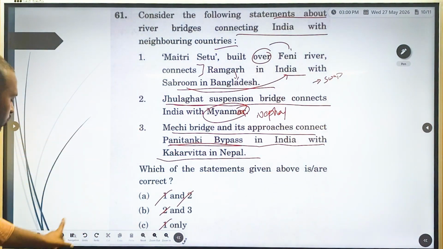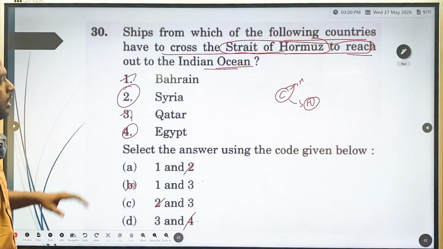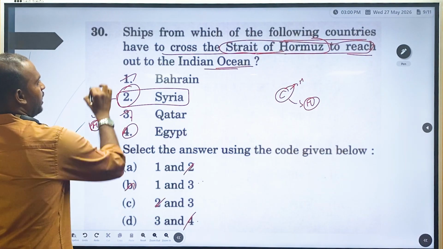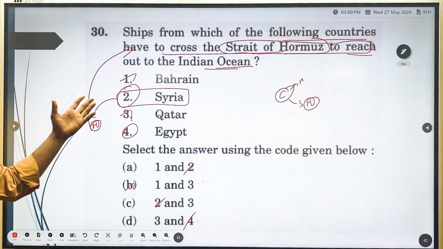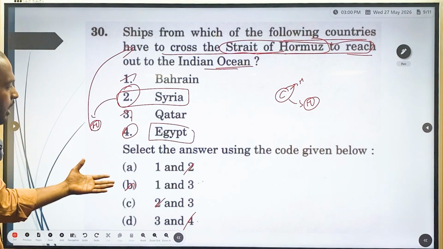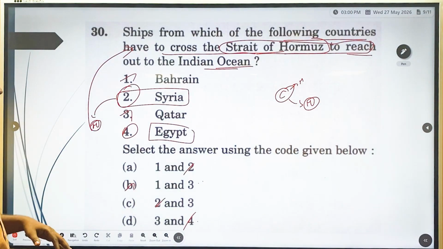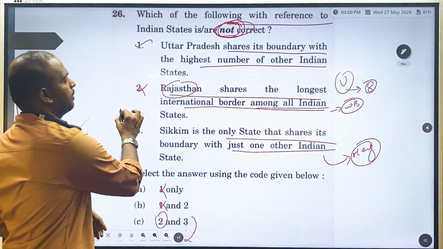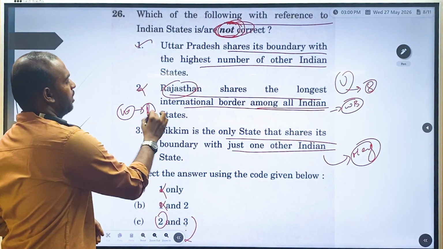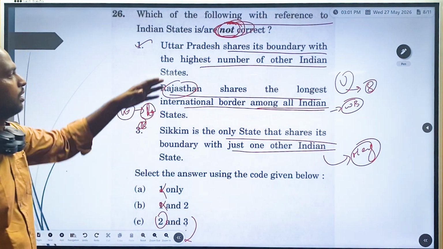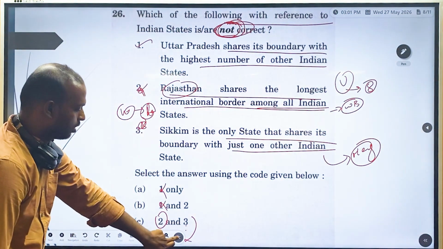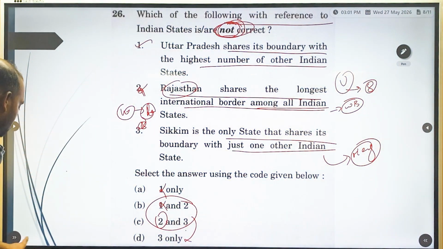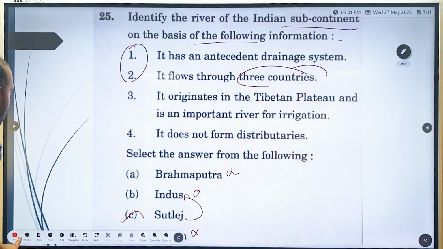But generally UPSC will focus on parts like this. Syria is bordered by the Mediterranean Sea, so it can bypass the Strait of Hormuz. Other than Egypt, others also can bypass the Strait of Hormuz. Answer is Bahrain. Here also everyone knows that West Bengal shares one of the longest boundaries with Bangladesh. So statement 2 is wrong. They are asking not correct. So here you can channelize 1 and 3. But Uttar Pradesh shares border with 8 states, so statement 1 is wrong.